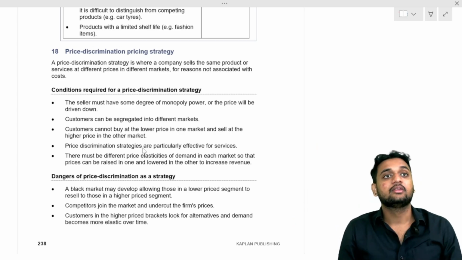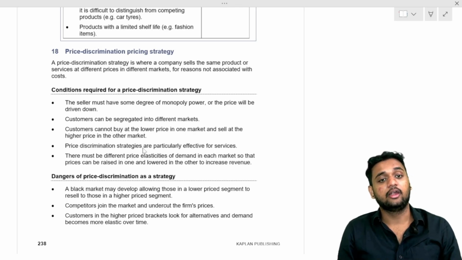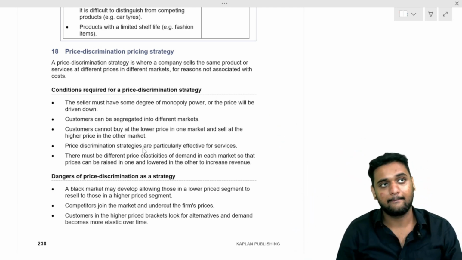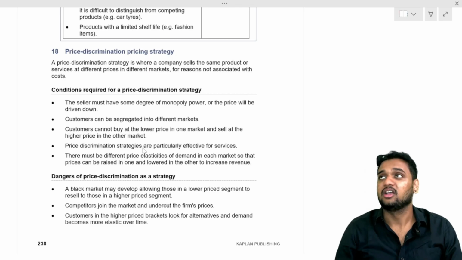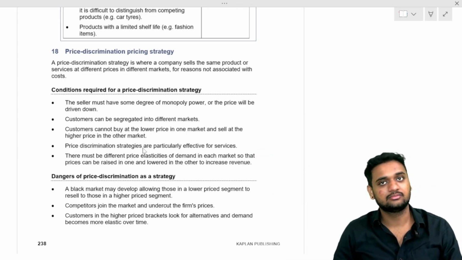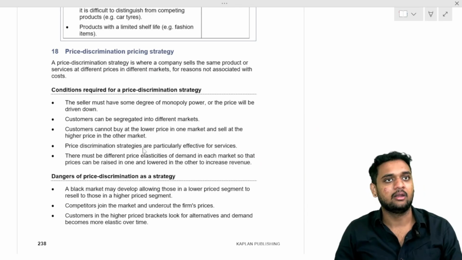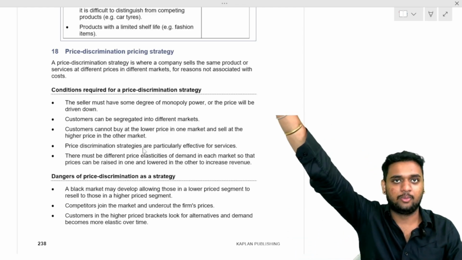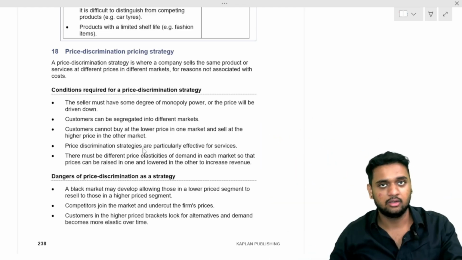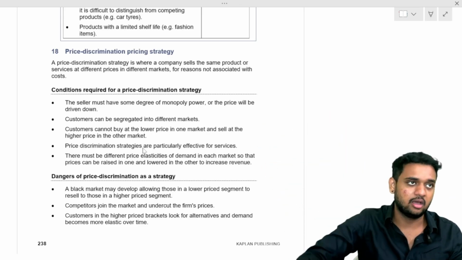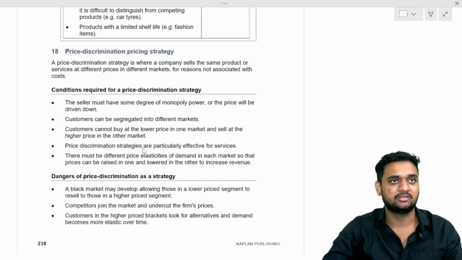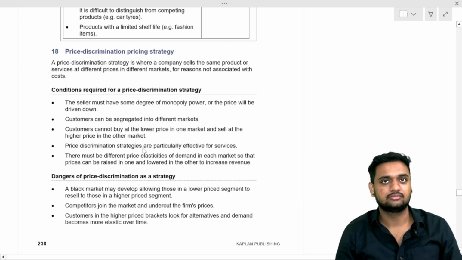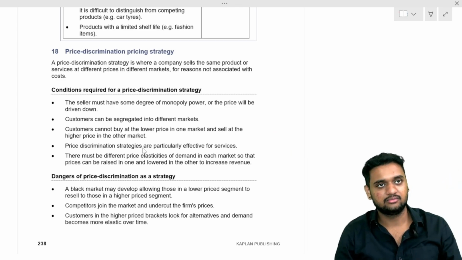Third, it should be a situation where customers cannot buy there and sell here. If that is not the case, what will happen? The iPhone sells there for 50,000 and here for 90,000, and a customer is able to buy from Dubai and sell it here. No one will buy for 90,000 rupees. Someone will buy at 50,000 and sell for 60,000. Eventually the price will reduce, and you can't do price discrimination.